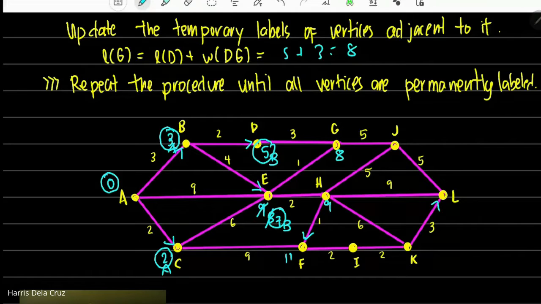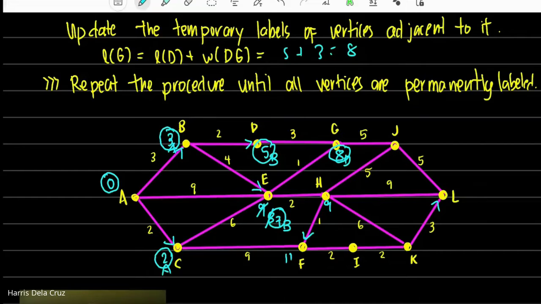So, ang mga may temporary label ay 8, 9, tsaka 11. So, ang smallest ay 8. So, fixed na siya. Magiging fixed label na siya. Hindi na siya temporary, permanent na. Now, pwedeng sabihin mo na galing siya kay D or kay E. Walang problema kasi equal lang naman din yung magiging value. So, lagay na lang natin D since siya yung una nating nakita. Yan. Okay, next.